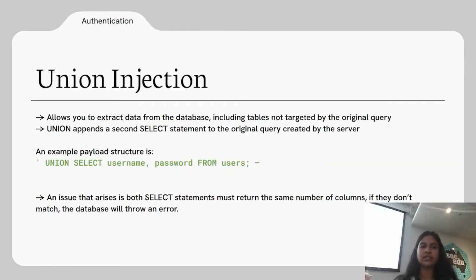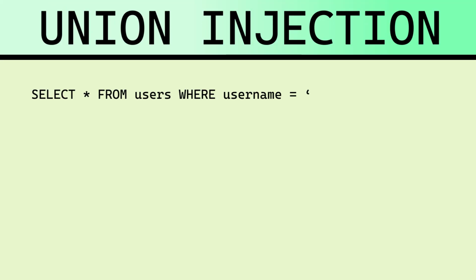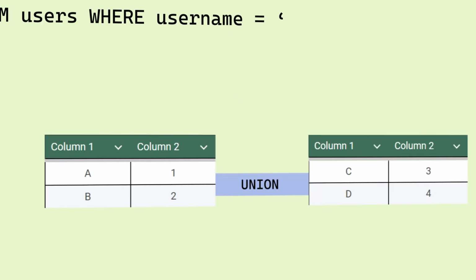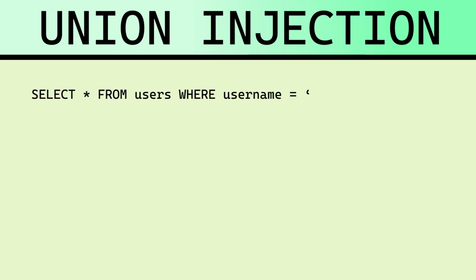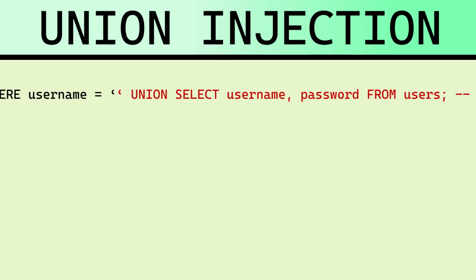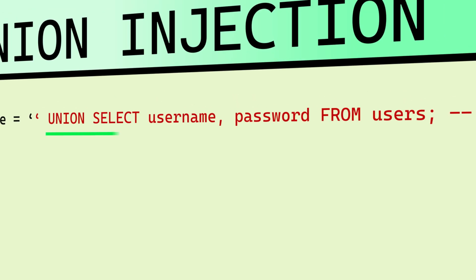And then the other one is union injection. Boolean injection is a bit different from union injection. Union injection actually allows you to extract data from the database, including tables not targeted by the original query. What union injection does is append a second SELECT statement to the original query by the server. So it's taking that original query and adding on UNION SELECT username, password FROM users.